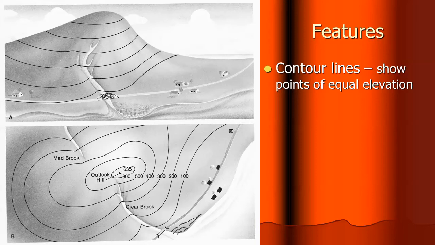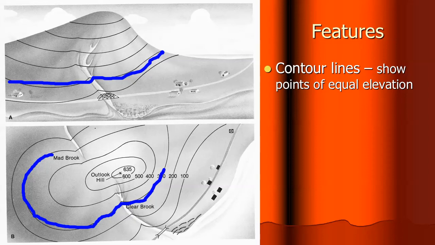So here are some basic things that we're going to need to know in class about topographic maps. First of all, contour lines. Contour lines show points of equal elevation. So each one of these lines over here is a contour line, each one of those lines, and it corresponds to a line here. The above picture is what we call a profile, and this bottom picture here would be our topographic map.